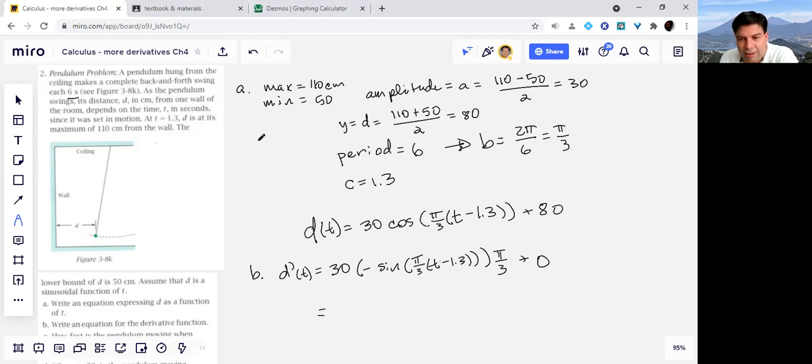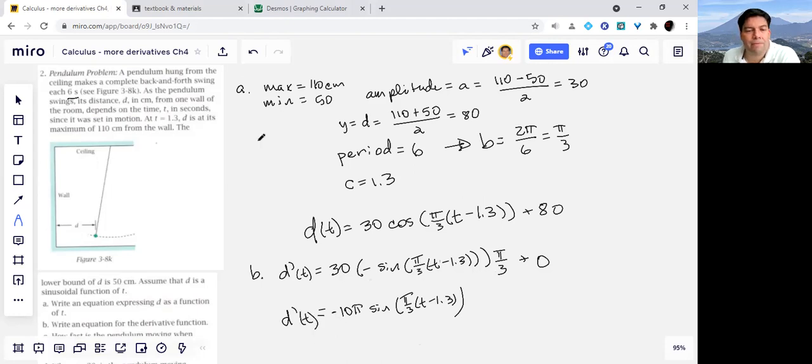Notice that the 30 and the thirds can simplify to just 10, and we'll move the pi to the front. So that would be 30 divided by 3 is 10, 10 times pi. And then we have negative sine of pi over 3 times t minus 1.3. Okay, this is the derivative.